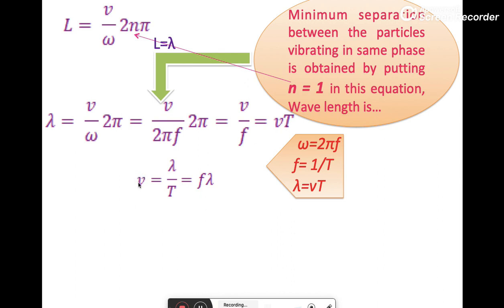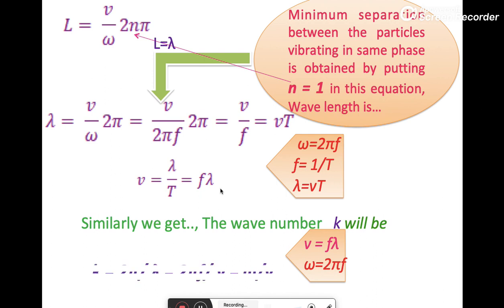Rearranging the equation, we have velocity is equal to lambda upon time period, or frequency into lambda. Therefore, the speed of wave or velocity of wave can be defined as lambda into frequency, wavelength into frequency. Similarly, we can get the wave number k. Now we know that wave number k is nothing but 2 pi by lambda.